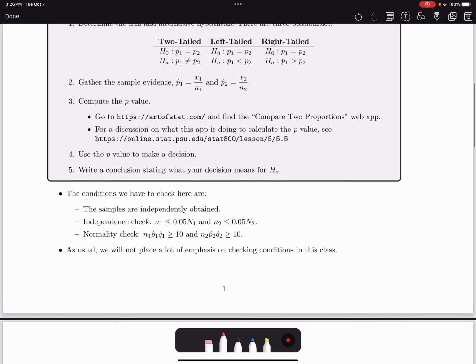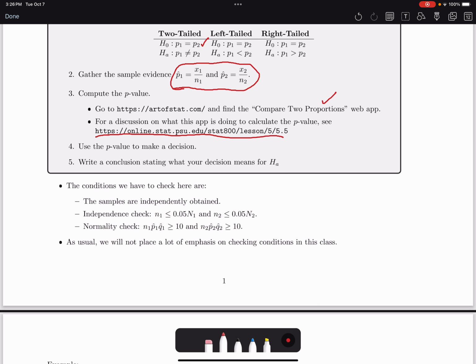There are conditions that we have to check to run this test, and they're the same conditions that we had to check before. Little n has to be no more than 5% of capital N, so our sample size can be no more than 5% of our population size, and that's true both for group 1 and for group 2. And then also, n times p times q needs to be bigger than or equal to 10, and again, that's true for group 1 and for group 2.